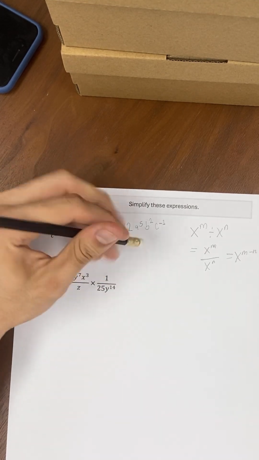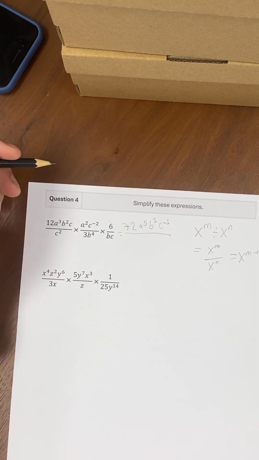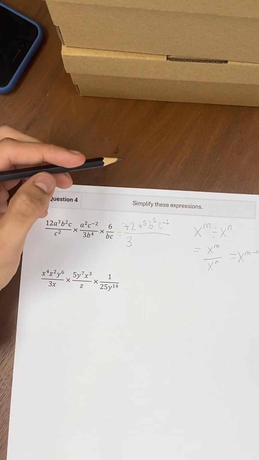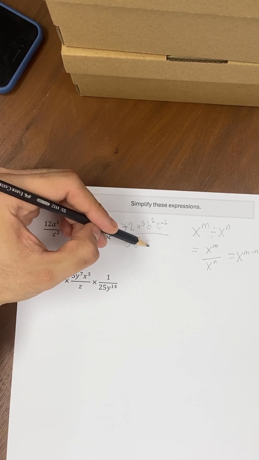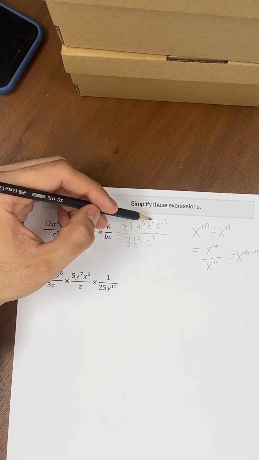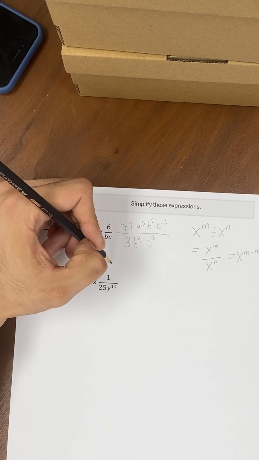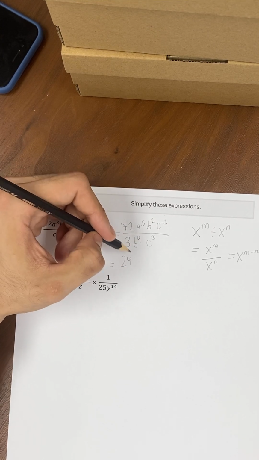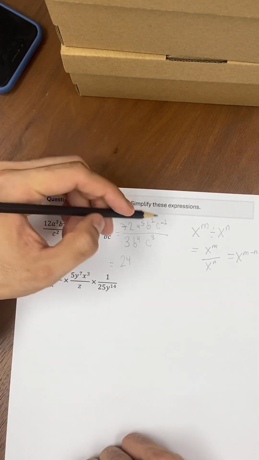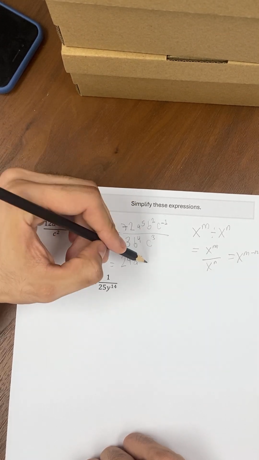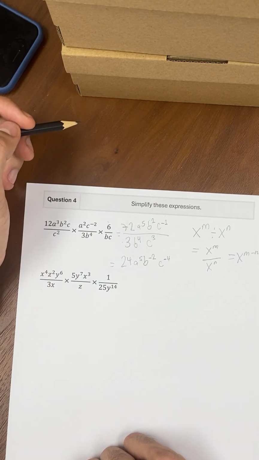12 times 6 is 72. Now I've evaluated the top. On the bottom we have 3, no A's. We have B^4 and we have C^3. We subtract 4 from 2. We subtract 3 from negative 1. And we get 24, 72 divided by 3, and we get A^5, B^-2, and C^-4.